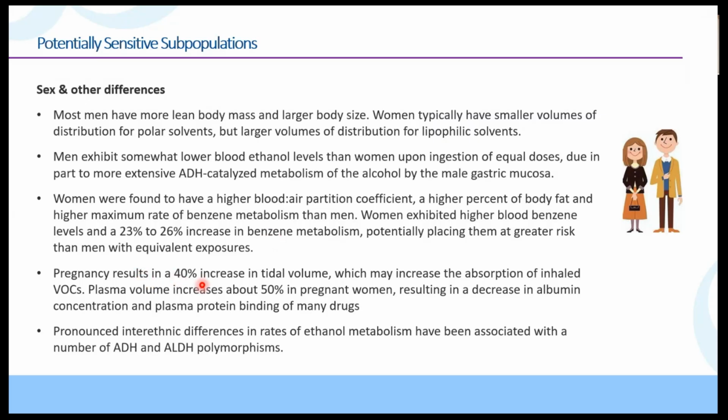Then pregnancy results in a 40% increase in tidal volume, which may increase the absorption of inhaled VOCs. Plasma volume also increases about 50% in the pregnant woman, resulting in a decrease in albumin concentration and plasma protein binding of many drugs. Pronounced interethnic differences in rates of ethanol metabolism have been associated with a number of ADH and ALDH polymorphisms. That is why ethanol effects or toxicity are different between white or Asian populations.